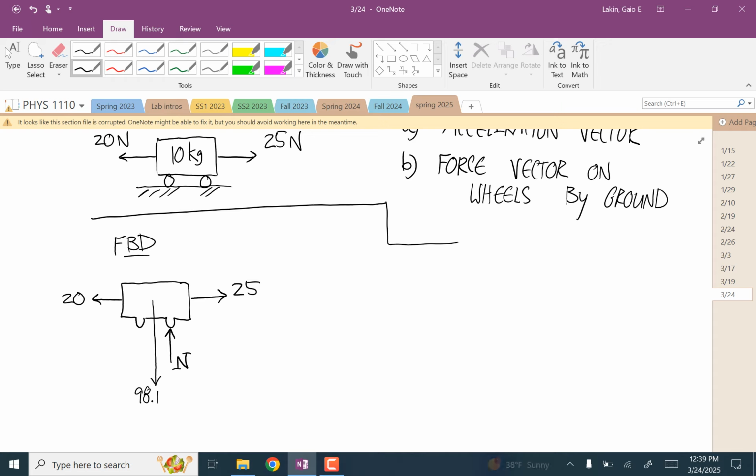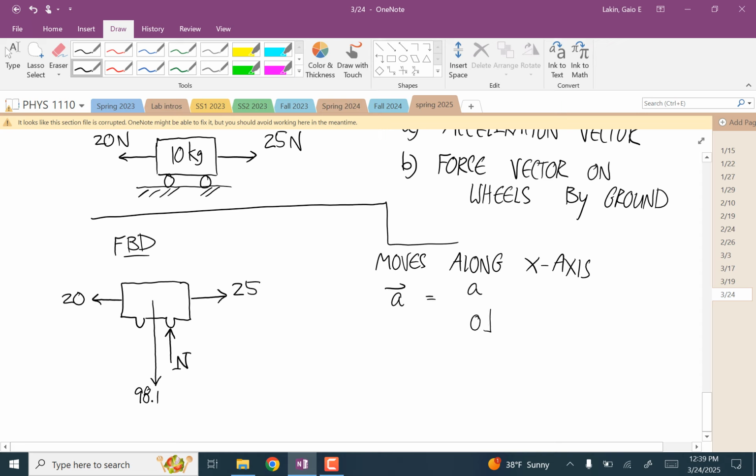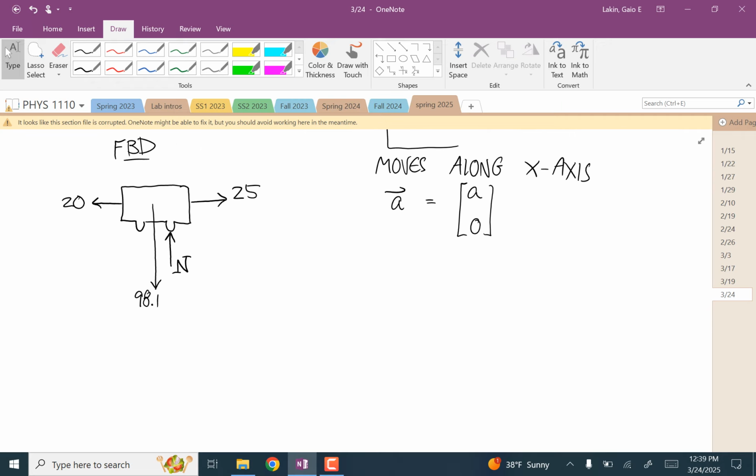And now we have to think about what direction it moves. Is this thing free to move along the x-axis or the y-axis? X, yep, it's just going to roll horizontally. It moves along the x-axis. So the acceleration vector we're going to write as a, 0. And now I'll go to Newton's second law.